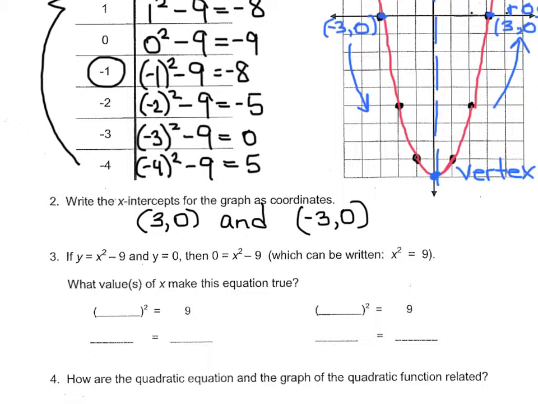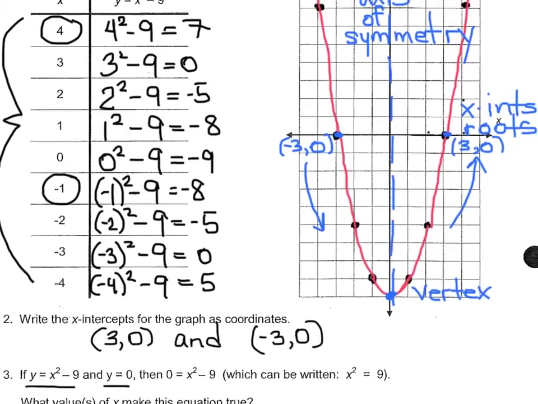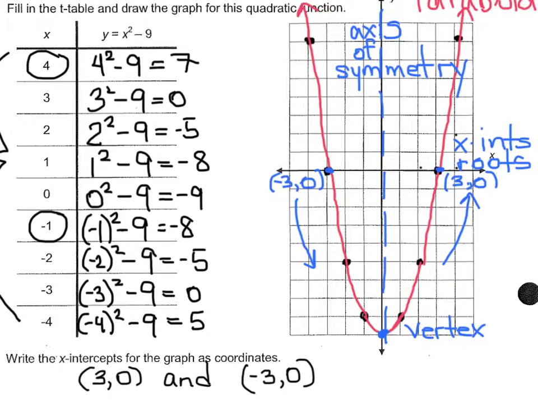Now we're going to make a connection. If we know that this function is y equals x squared minus 9, and we compare it to the line y equals 0, you might say, wait a minute, Ms. Kleiber, what are you talking about? Well, if I go back up here, the graph in red is y equals x squared minus 9, right? Well, if I also graph y equals 0, we know it looks like this, a horizontal line on the x-axis.